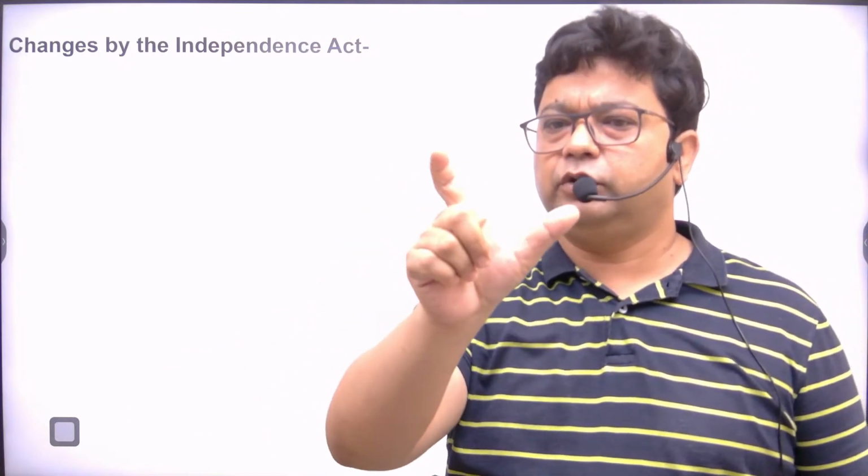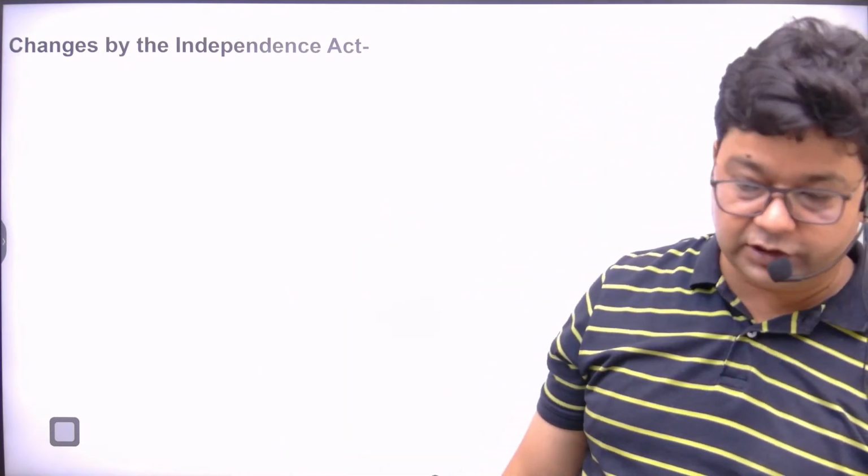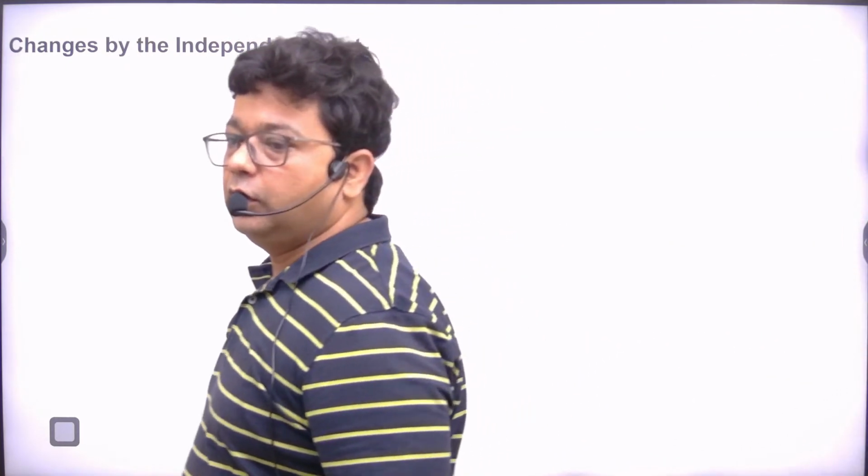Now write a small heading. Next, working of the Constituent Assembly. Write down 2-3 points related to this. Working of the Constituent Assembly.